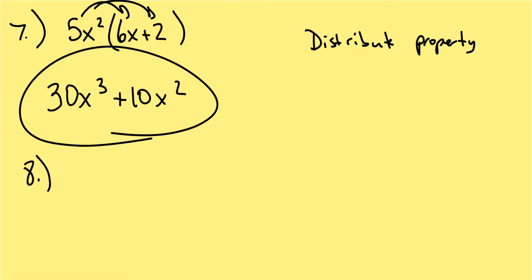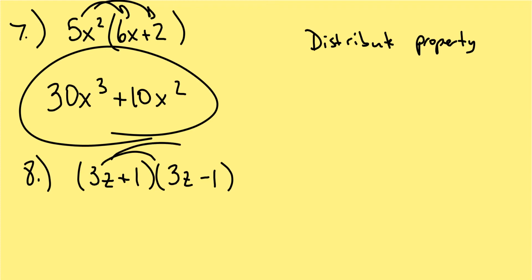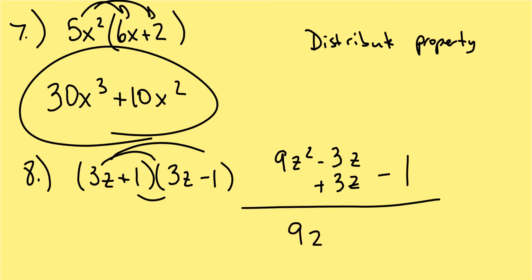8. I'm going to have 3z plus 1 times 3z minus 1. You can either take a FOIL or distributive property twice. So 3z goes to everything. It's going to give me 9z squared minus 3z. Now 1 goes to everything, so I get plus 3z minus 1. So my answer becomes 9z squared minus 1. That's it.